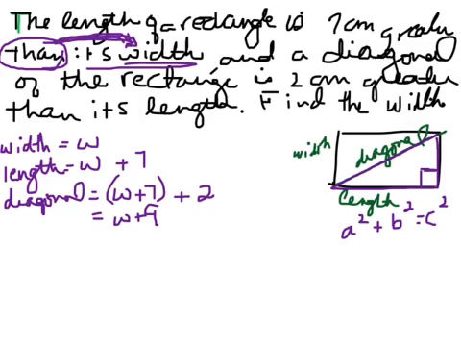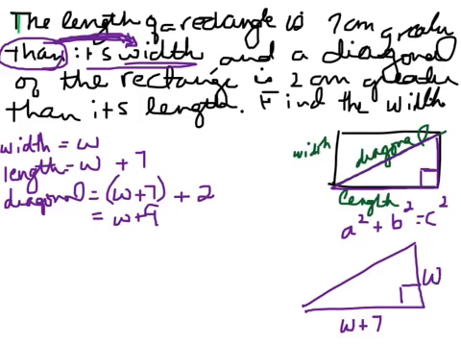So now, if you think about it, this is, again, a right triangle. And let me label the sides of that rectangle now. Its length we call W plus 7. Its width we call W. And its diagonal, which is the hypotenuse of a right triangle, is W plus 9. Okay, I'm going to clear the screen just so I can have some room to write to finish this out. You can always pause the video.